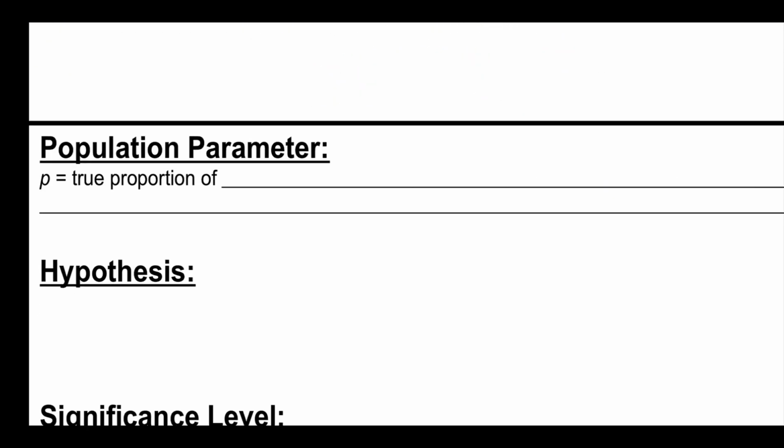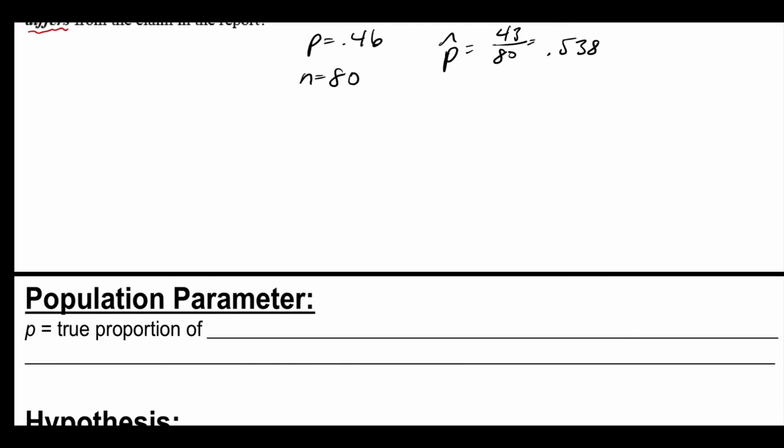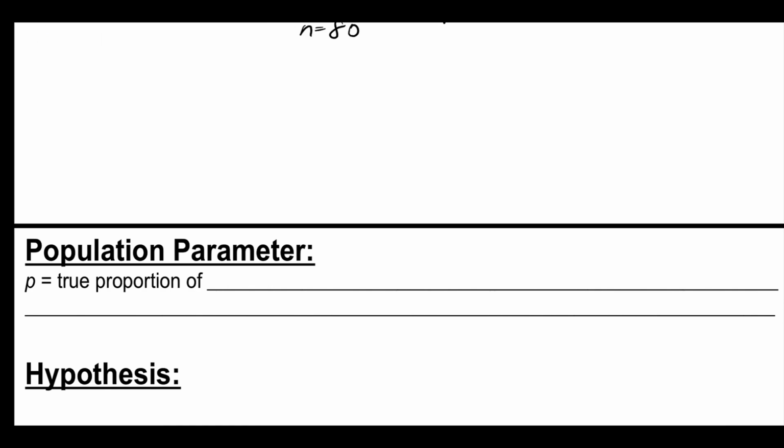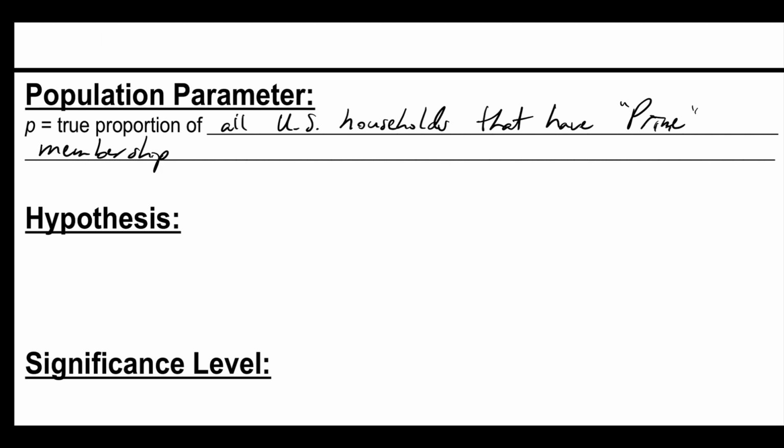All right. So p equals the true proportion. So 0.46. We know p equals 0.46, but that's the true proportion of what? Yeah, all US households that have Prime memberships. Okay.